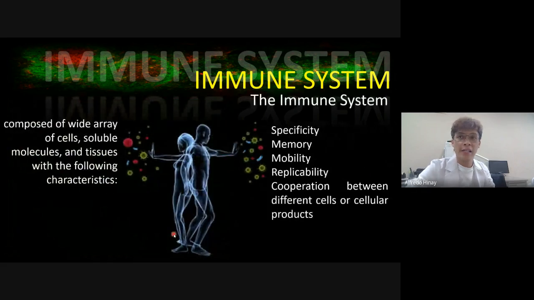And here, the immune system is composed of a wide array of cells, soluble molecules, including antibodies and complements, and tissues with the following characteristics: memory, specificity, and mobility. So, meaning, class, the cells are able to penetrate from your blood vessels or from your blood to your endothelial cells. And then replicability, then cooperation between different cells and cellular products by means of your cytokines and interleukins. We'll have a separate discussion on that one.